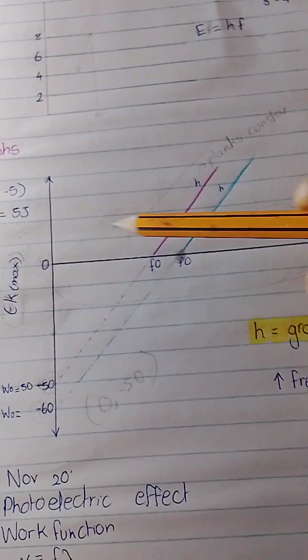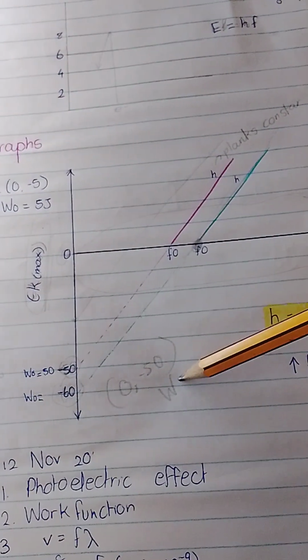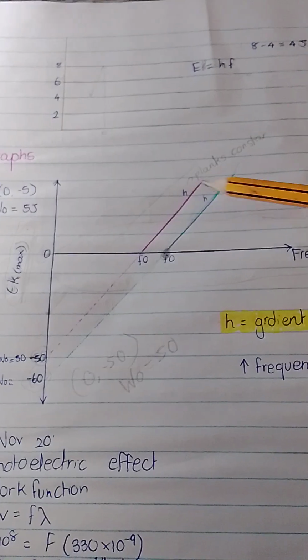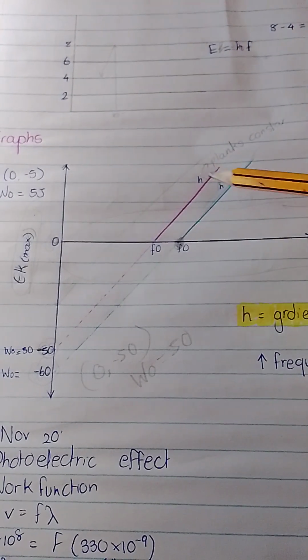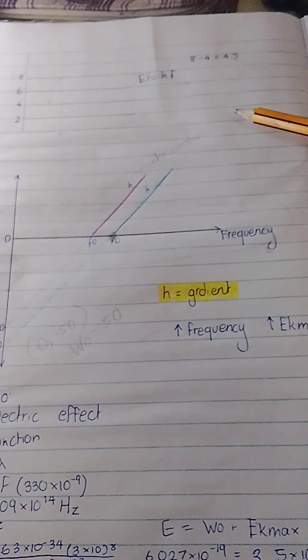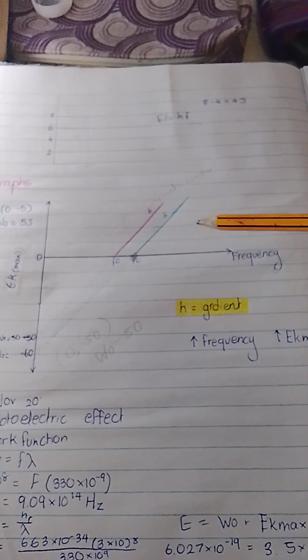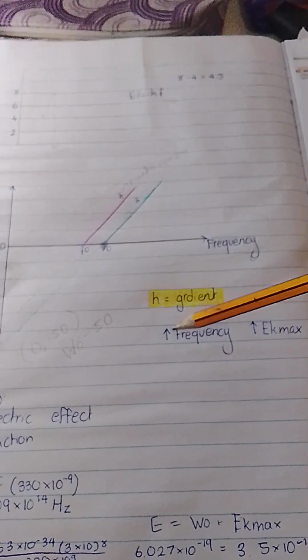This is the work function. Then if they ask you what is the work function when it equals 50, you don't put the minus, it's not involved. The gradient of this graph is Planck's constant, h. And there's literally nothing else to discuss about the graph. It is directly proportional: the greater the frequency, the greater the EK max.